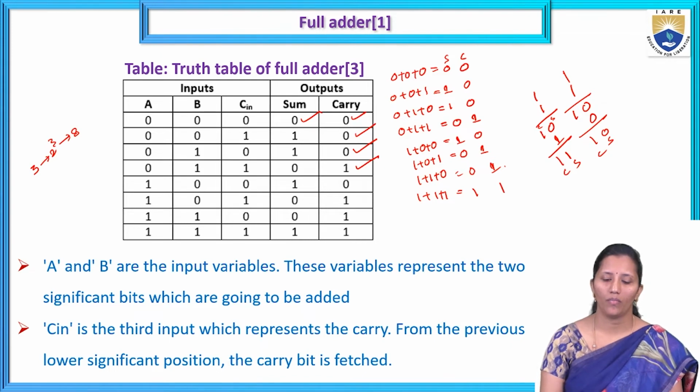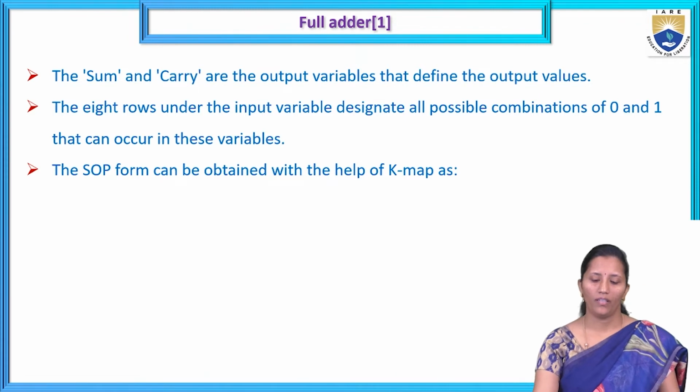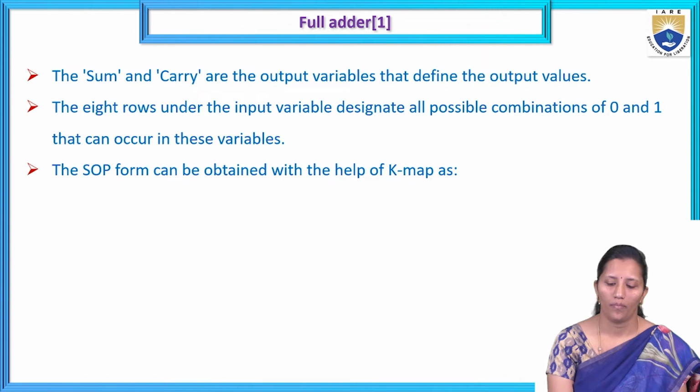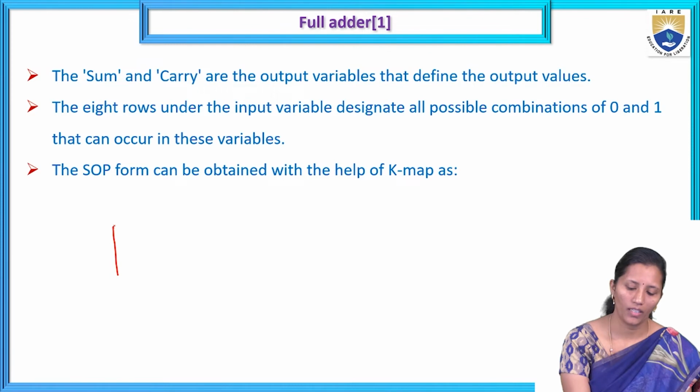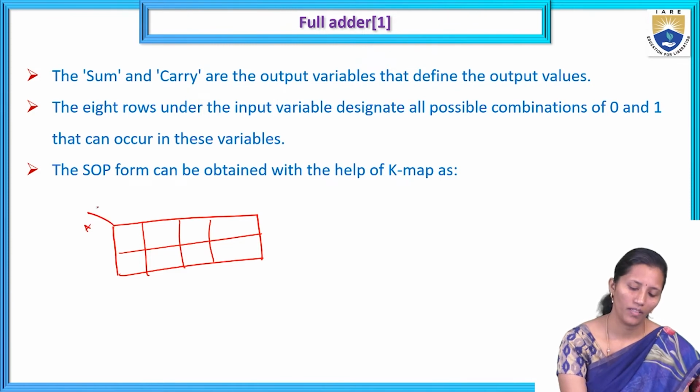So this is the truth table of the full adder. Here A, B, C in are the inputs and sum and carry are the outputs. So to get the equation for sum and carry, we should represent output in terms of input variables. Okay, for that we have to draw the K map. So it is 3 inputs.